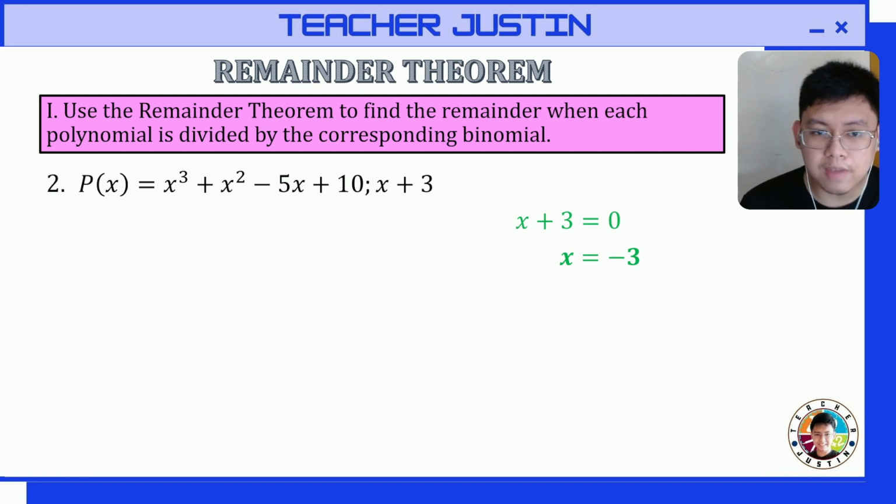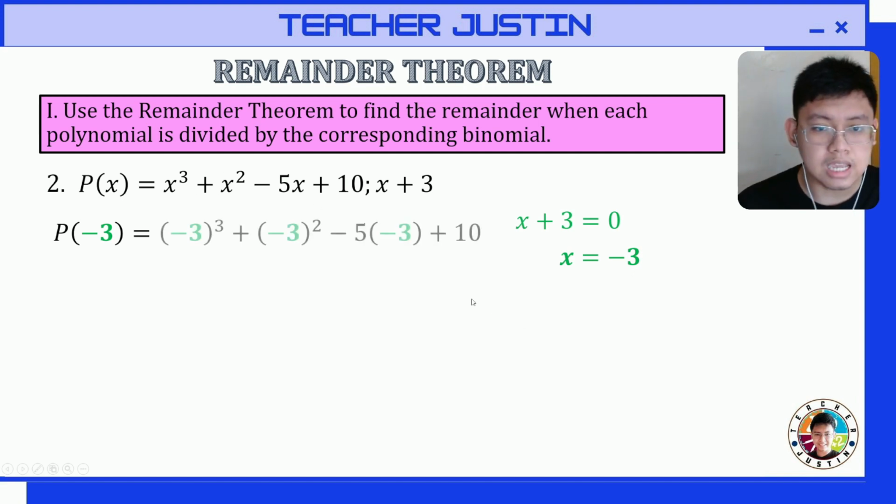And that value of x, gagamitin natin yan to replace all value of x dun sa ating polynomial. So, p of negative 3, let's replace all variable x by negative 3. So we will have negative 3 cubed plus the square of negative 3 minus 5 times negative 3 plus 10. Okay, let's simplify each term.